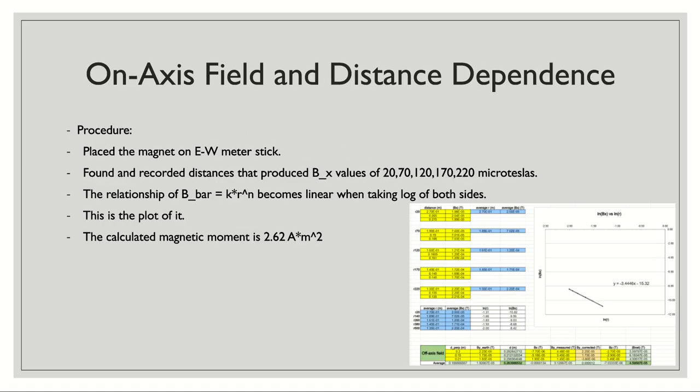So the procedure: we placed the magnet on the east-west meter stick, and then we recorded the distances that produced Bx values of 20, 70, 120, 170, and 220 microteslas. This spreadsheet pretty much does it for us. When you take the log of this equation, you get a straight line, and this is the plot. From this, the magnetic moment comes out to 2.62.